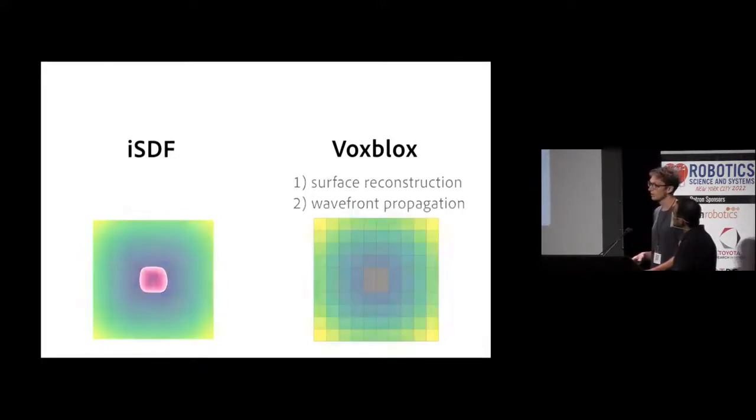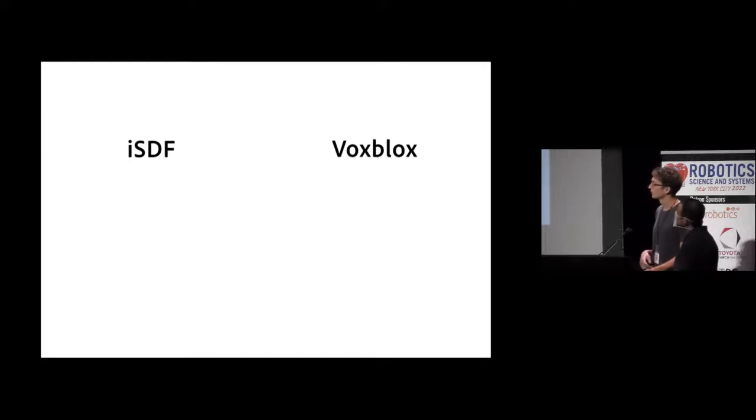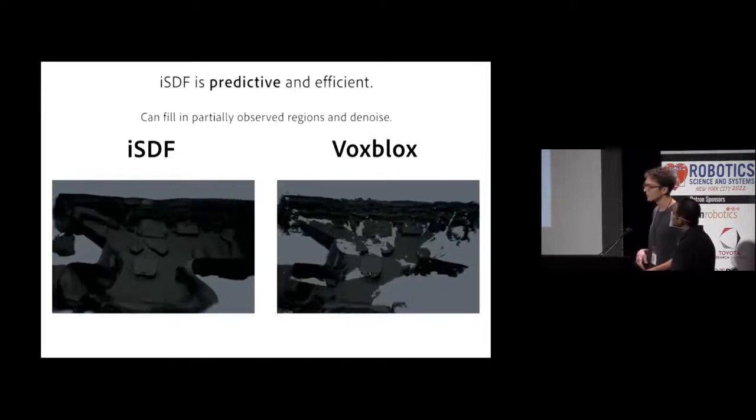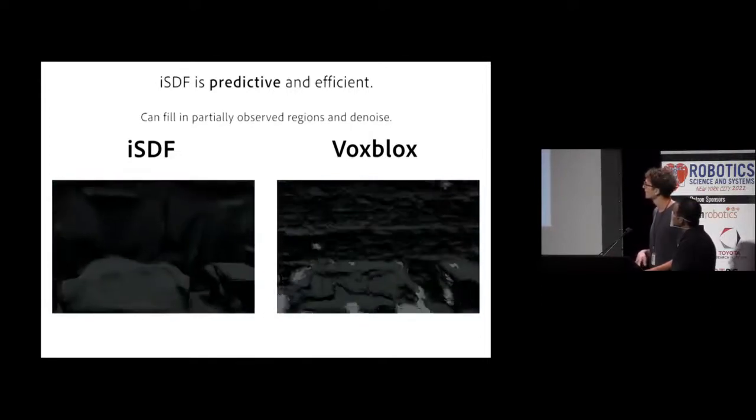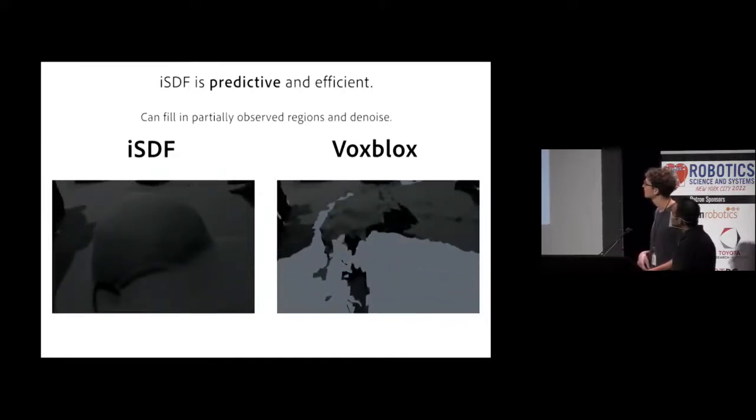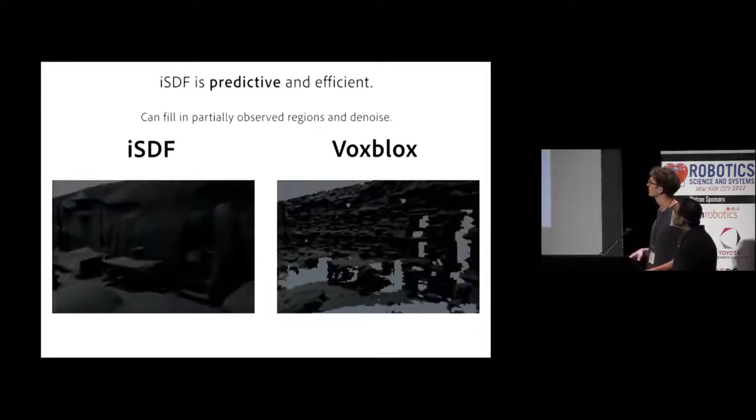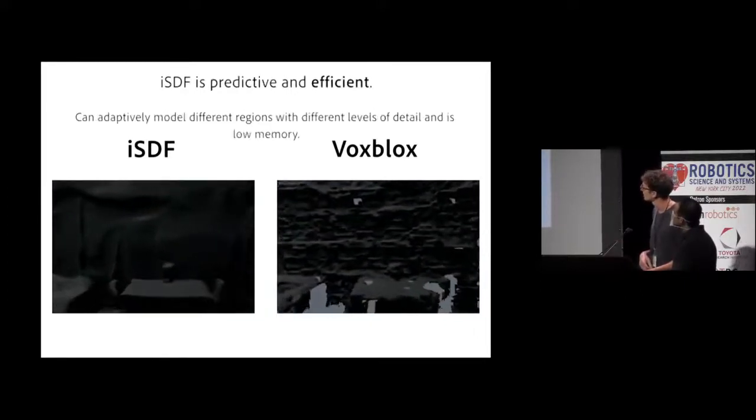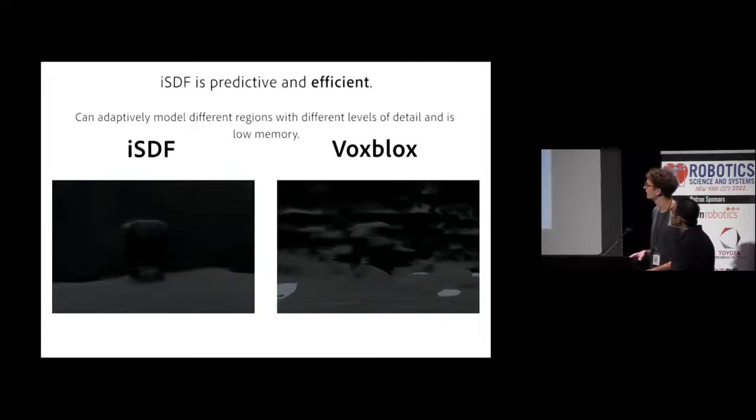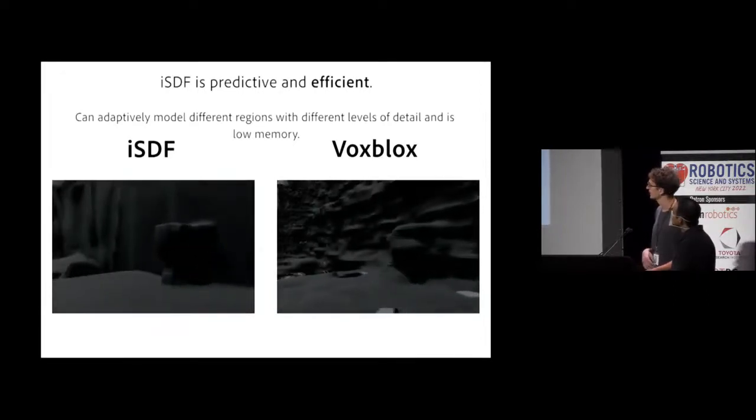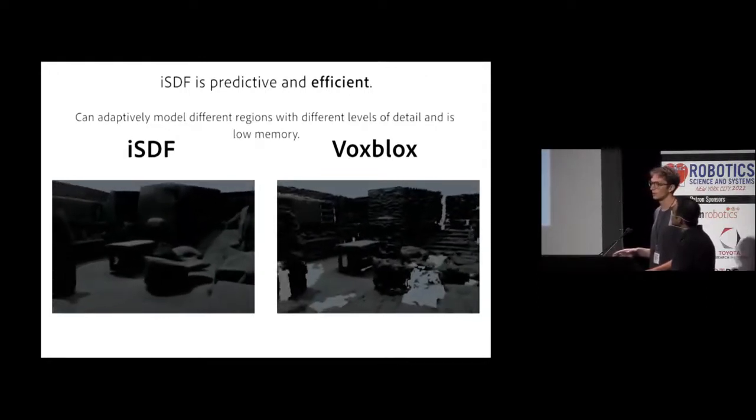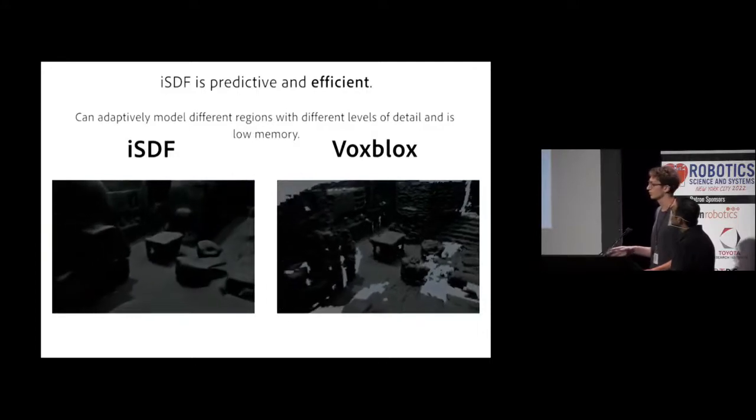This gives iSDF a number of positive properties compared to Voxblox. We'll show these by looking at the reconstructed surface for both of the methods side by side. The first key property is that iSDF is predictive. By this, we mean it can sensibly fill in partially observed regions, for example, completing the backside of this beanbag. Also, iSDF can denoise many noisy measurements, producing a smooth reconstruction of this wall. A second key property is that it's efficient. It can adaptively model different parts of the scene with different levels of detail, allowing it to reconstruct small objects such as this lamp accurately. It's also important to note that iSDF is only using 2 megabytes of memory here in the network weights, whereas Voxblox uses tens of megabytes to store the voxel grid.